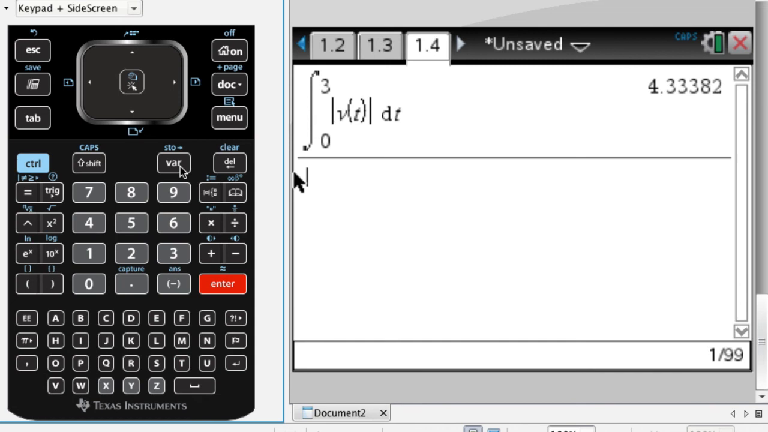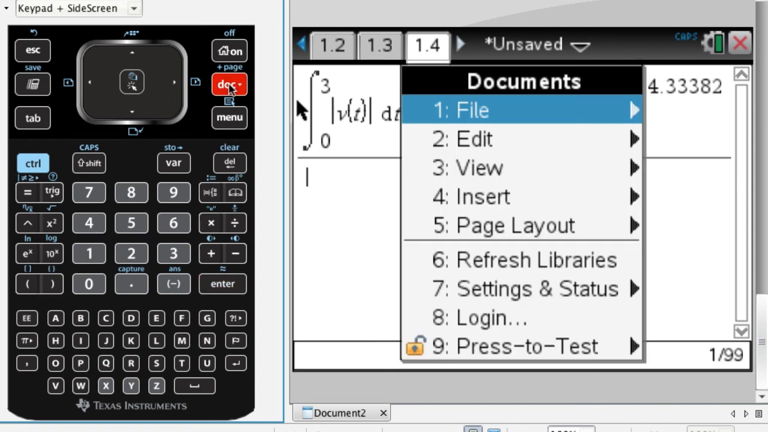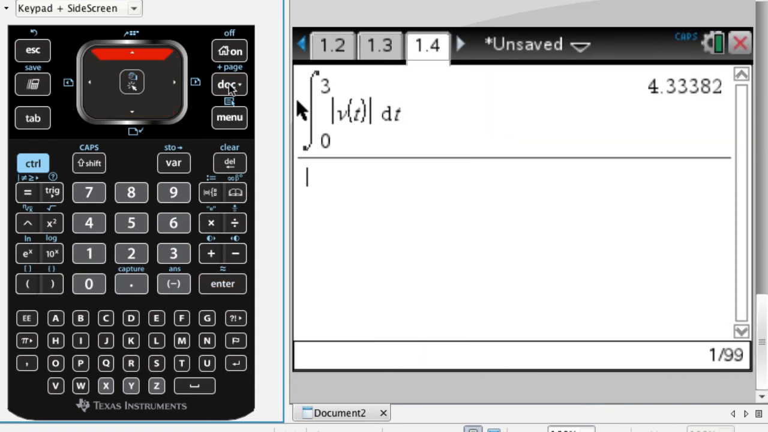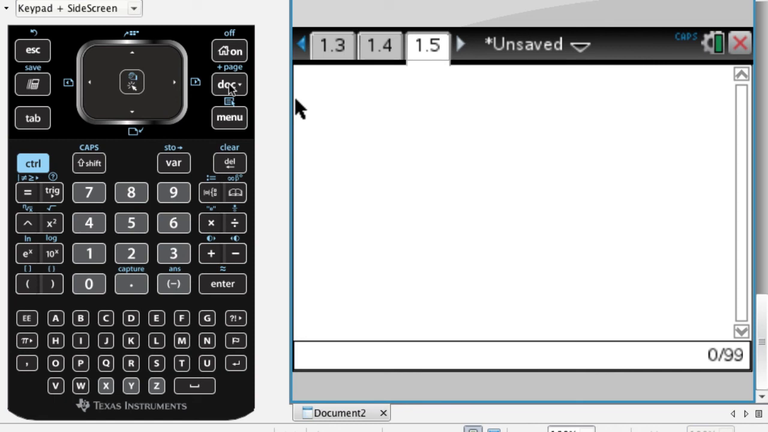What's the greatest distance between the particle and the origin? Show your work. Okay, so let me insert another calculator page. And so this is a candidates test type of problem. So the greatest distance is either at 0, at 3, which are the endpoints, or at that critical point that we found where it turns. So what I'm going to do is find each of those distances.